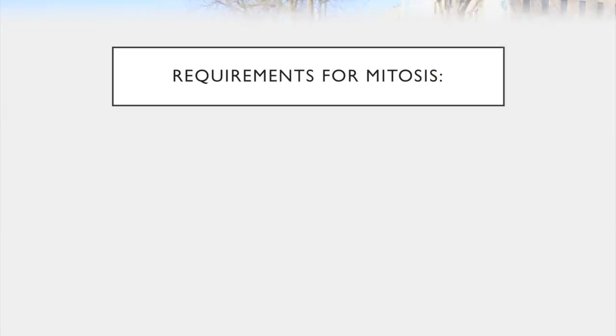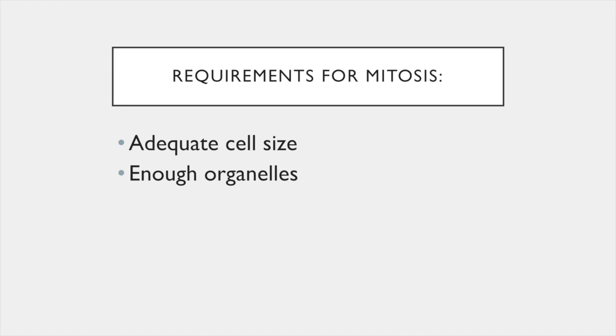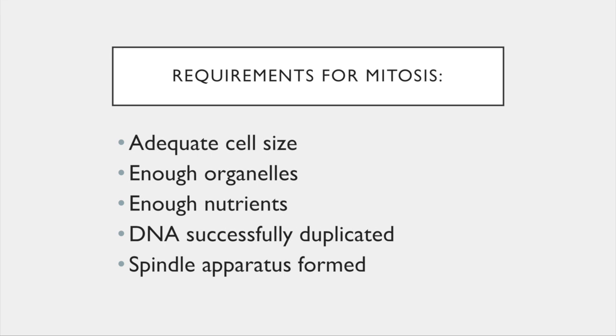G2 checkpoint checks for DNA, size, and if the spindle apparatus can be formed. So to recap, in order for a cell to progress into the mitosis phase, it has to be big enough. It has to have produced enough organelles to be able to make 2 functional cells, have enough nutrients to sustain both of its daughter cells, have duplicated its DNA successfully, and it has to have formed a spindle apparatus. Now the cell is ready for mitosis!